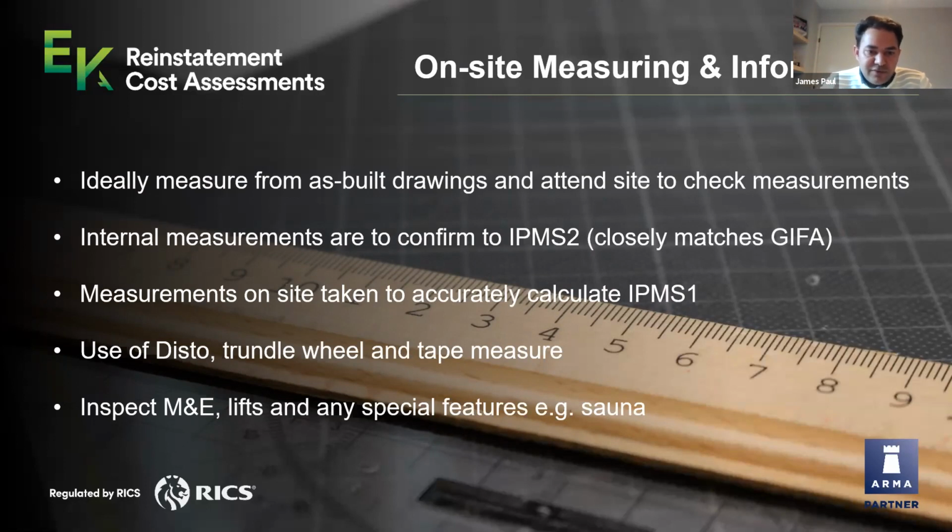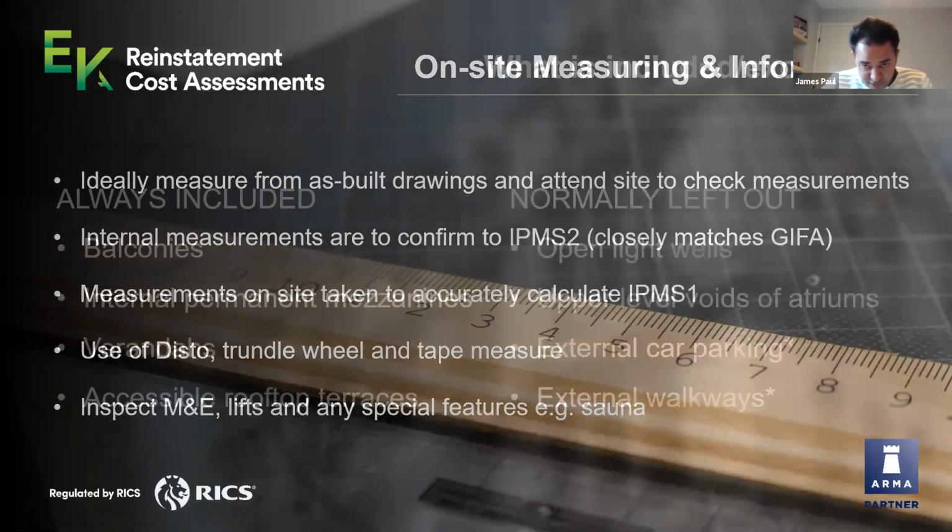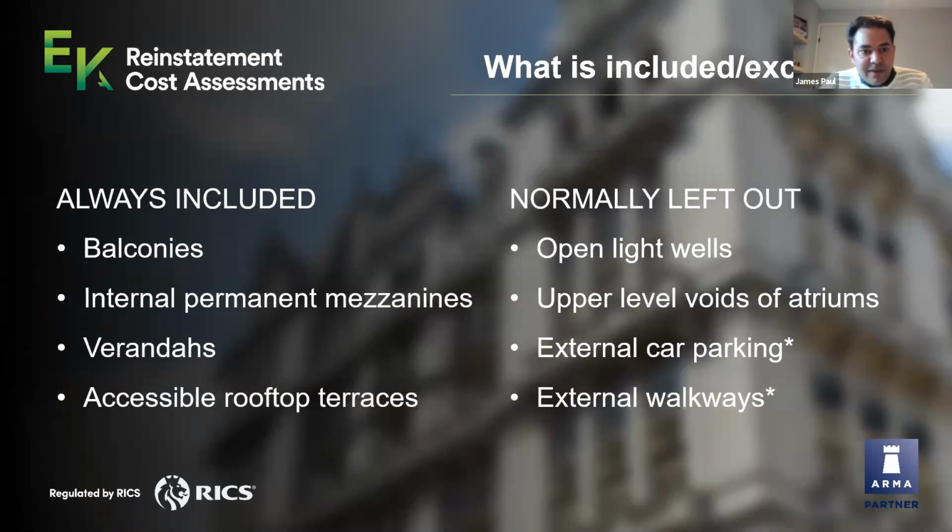And we inspect the mechanical and electrical equipment, we count the number of lifts and their types, and we take a record of any special features such as saunas, gymnasiums, underground car parks, anything at all like that. And then we go back to our spreadsheet once we get back to the office, and generally we always include balconies these days because of the international property measurement standards within our calculations.